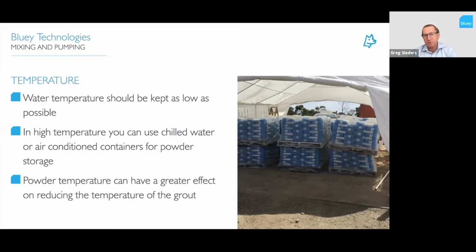You can see the image on your right-hand side, keeping the powder underneath a tarpaulin to reduce the heat of the powder, because the powder will have a greater effect on the temperature of the grout. Looking at the volume, a 20 kilo bag of grout can have 2 to 4, maybe 5 litres of water added into it. So there's a lot more heat in that cement than there is in the water.